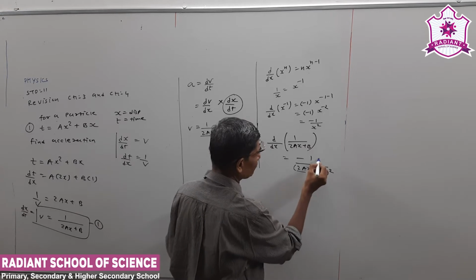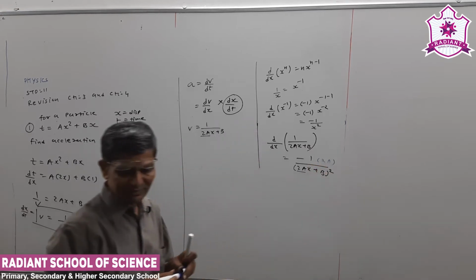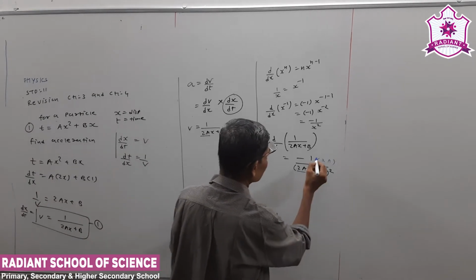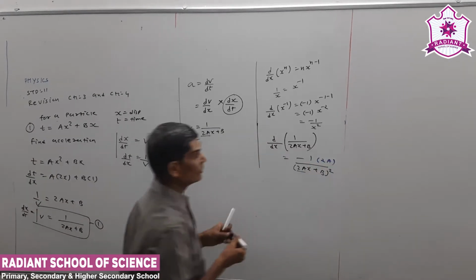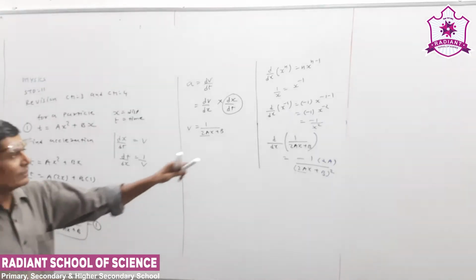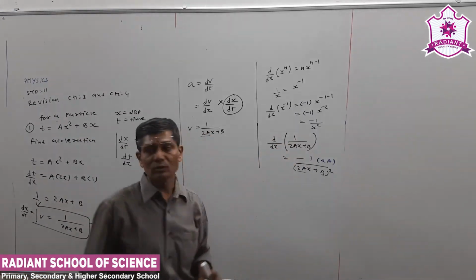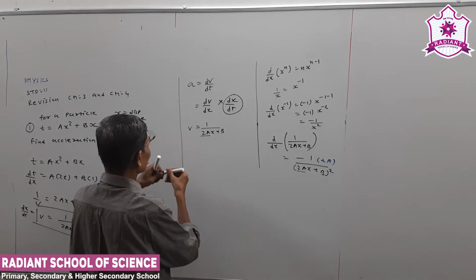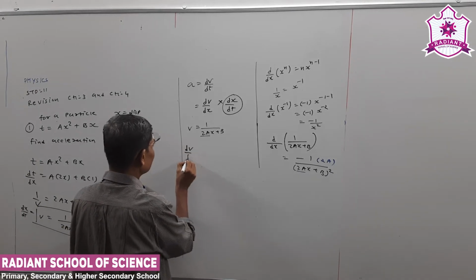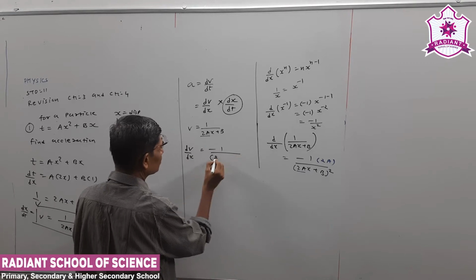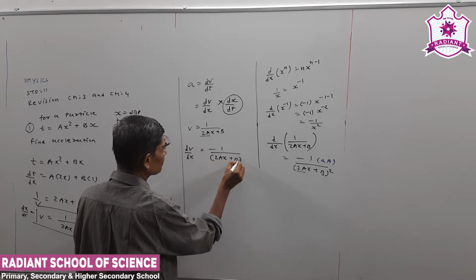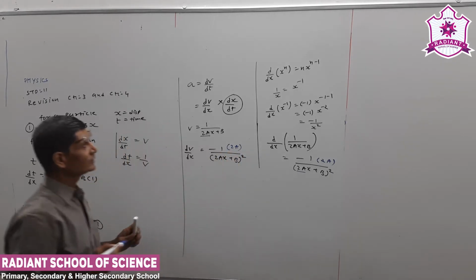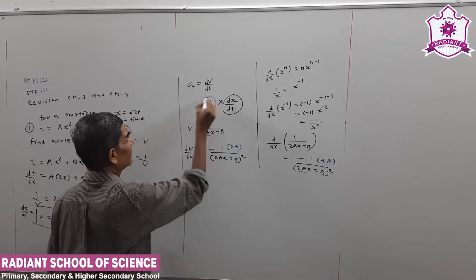Now what is the coefficient of x? It is 2a, so we have to multiply with 2a. So d by dx of 1 upon 2ax plus b is nothing but minus 2a upon 2ax plus b whole square. Now we can write dv by dx is minus 2a upon 2ax plus b whole square, which we have seen just now. See, our dv by dx has also become ready.